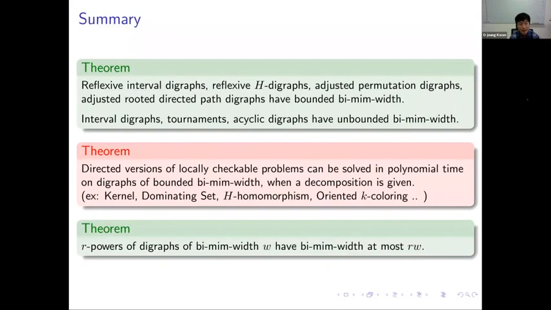Okay, so the summary is that we proved that these classes have bounded bi-mim-width, so that we can solve all the locally checkable problems in polynomial time. And also we can argue that r-powers variants can be solved in polynomial time.